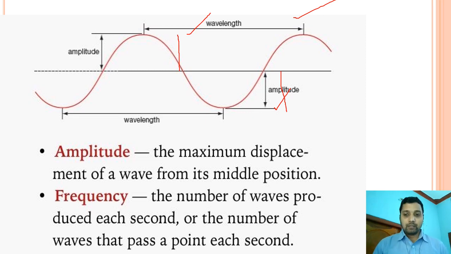That is what you can say the frequency. So frequency is the number of waves produced each second, or the number of waves passing through a point in 1 second. Another one is the time period.